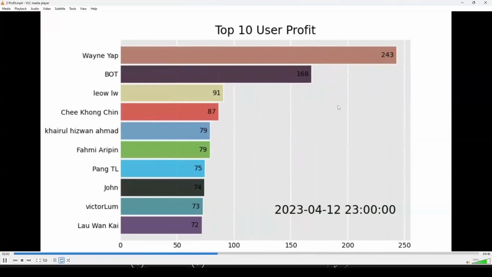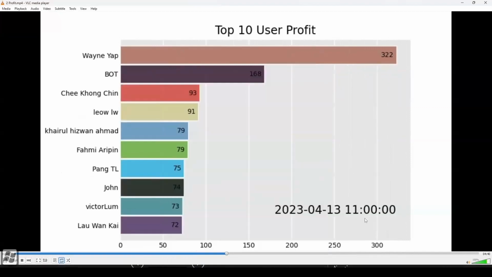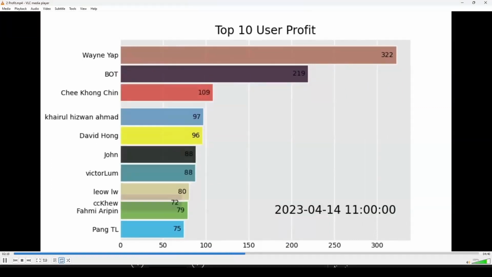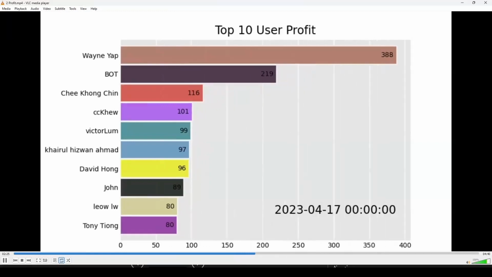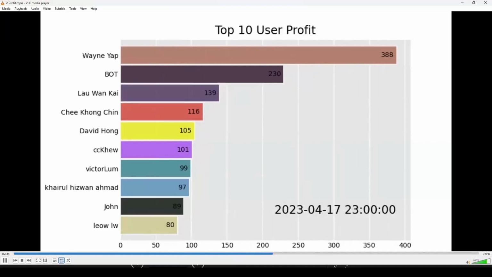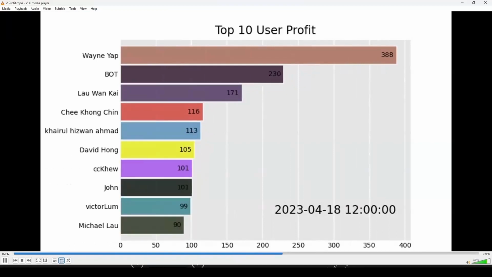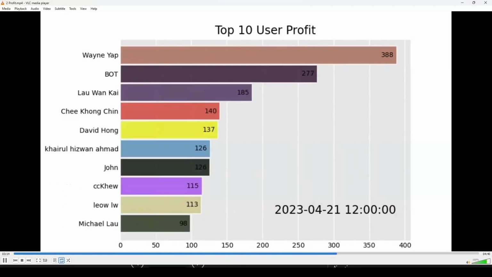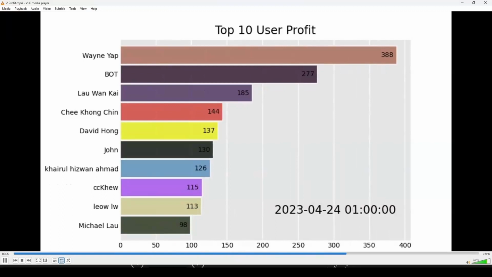Let's look at how you guys are performing yesterday. Vin, Shikyung, Leo, Victor, Roy. A lot of you guys have been coming out a lot. Tony Tiong, Leo, Cairo Hizwan, CCQ, Victor Lam, John Michael Lau. You guys can see, right? About half of the months, most of you guys can make above $100. And that is with the minimum lot size of 0.01 lots. If you guys have the chance to open at even higher lot size, I believe that you guys can earn even more than this, right?